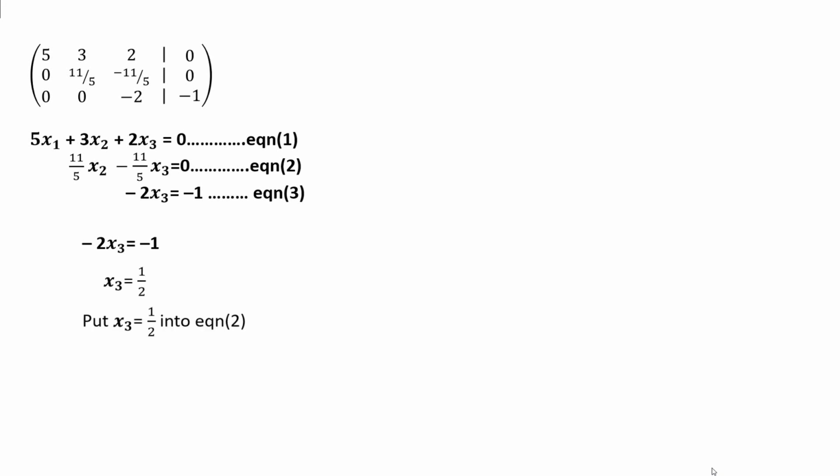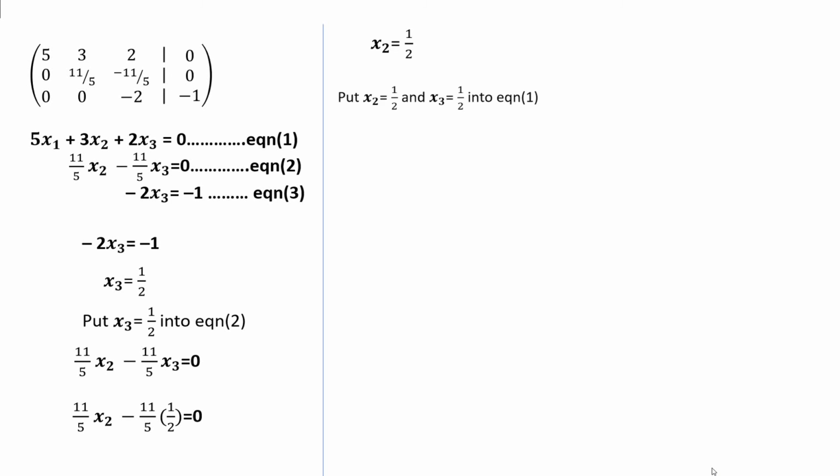And then we put S3 is equal to 1 over 2 into equation 2 to find S2. So wherever we see S3 in equation 2, we are going to put 1 over 2 there. And this will give us 1 over 2. We then put S2 is equal to 1 over 2 and S3 is equal to 1 over 2 into equation 1 to find S1. From equation 1, wherever we see S2, we are going to put 1 over 2 there. And wherever we see S3, we are going to put 1 over 2 there. And this is going to give us S1 is equal to negative 1 over 2.